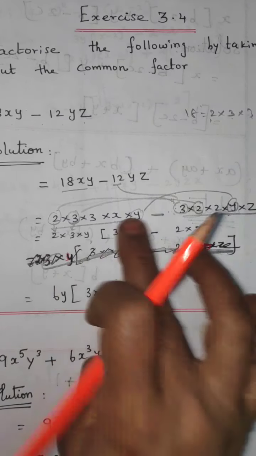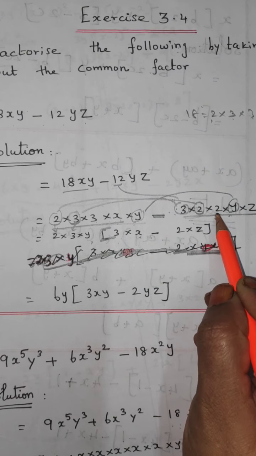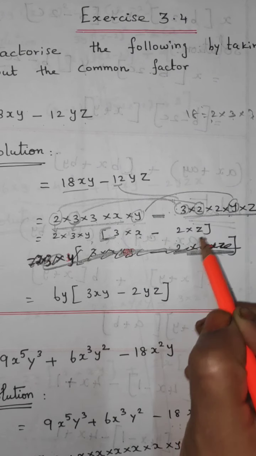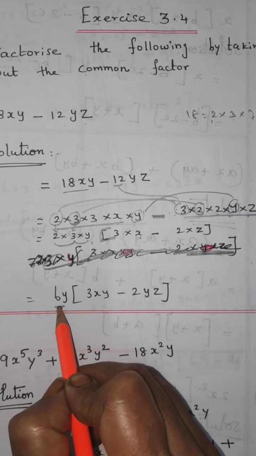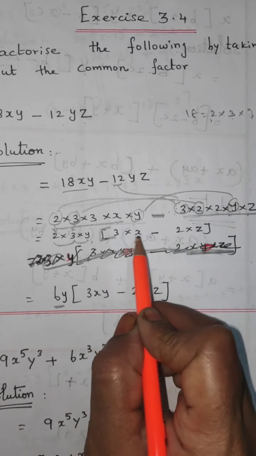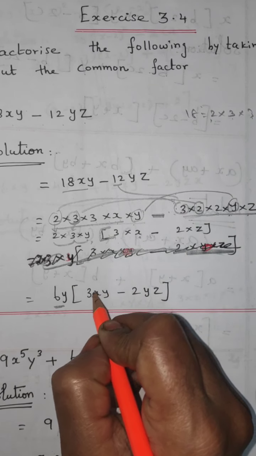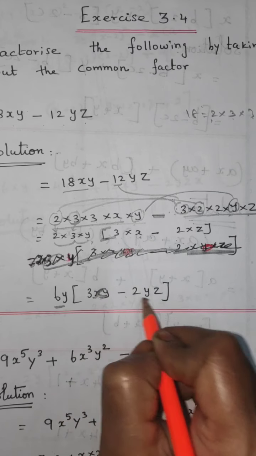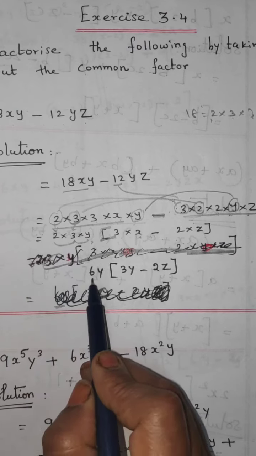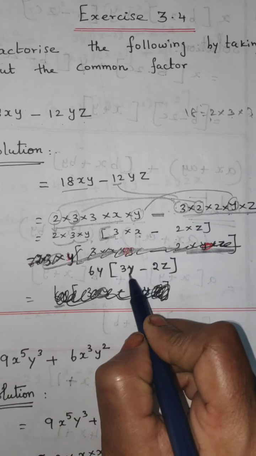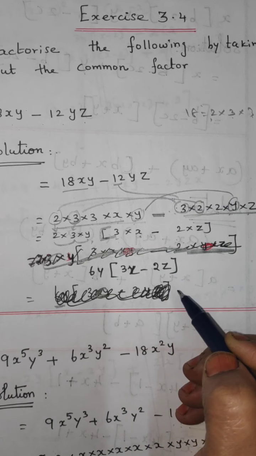Next you start the bracket. In the first term, which is still not taken? 3 into x. You write here 3 into x. Next symbol is minus. Here which number is not selected? 2 and z. 2 into z. Now multiply the number: 2 3s are 6, 6 into y equals 6y. Start the bracket: 3 into x, 3x minus 2z. Multiply the number: 3 2s are 6, y. 3 into x, 3x minus 2z. First sum.